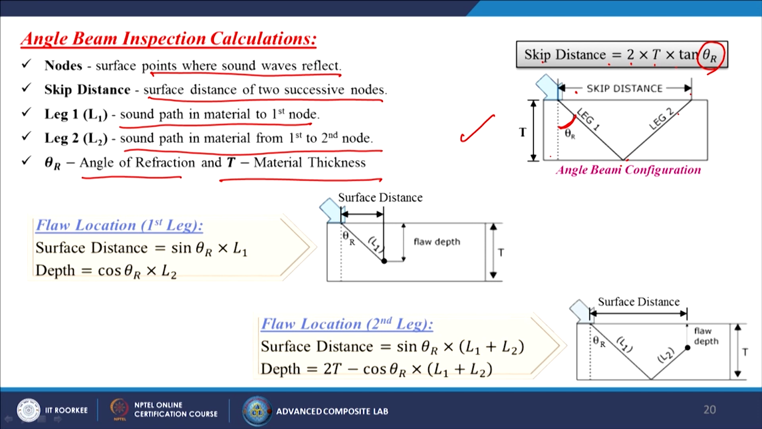Now, flaw locations for the first leg: surface distance is sin theta r into L1, depth is cos theta r into L1. So, this is the surface distance over there. By trigonometric calculations you can easily calculate the distance and how much is the depth. Flaw location for the second leg: in this particular case the beam comes over there and then there is a certain crack generated over there. Surface distance is sin theta r into L1 plus L2, depth is 2T minus cos theta r into L1 plus L2. So, in this case also you can easily calculate the actual point.